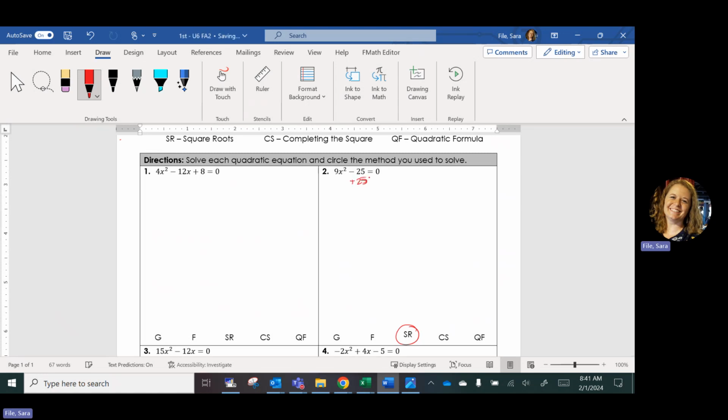But I would move the 25 over to the other side. And this would become 9x squared equals 25. Okay, I need to move the 9. It's being multiplied, so I would divide by 9. And I would get x squared equals 25/9. That does not reduce. But now I've isolated what is squared, and I'm ready to take the square root. So I take the square root of both sides, not forgetting my plus or minus.